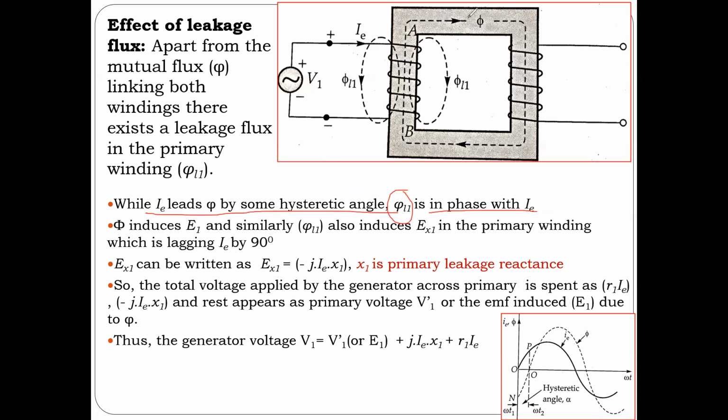And this phi induces E, isn't it? Similarly, this phi L1 will also induce an EMF, and that can be written as something like this, because this is by virtue of the leakage reactance. Okay, and because of its opposite nature, it has to be negative. And I'm introducing this j times X1 as a reactance in the primary coil.